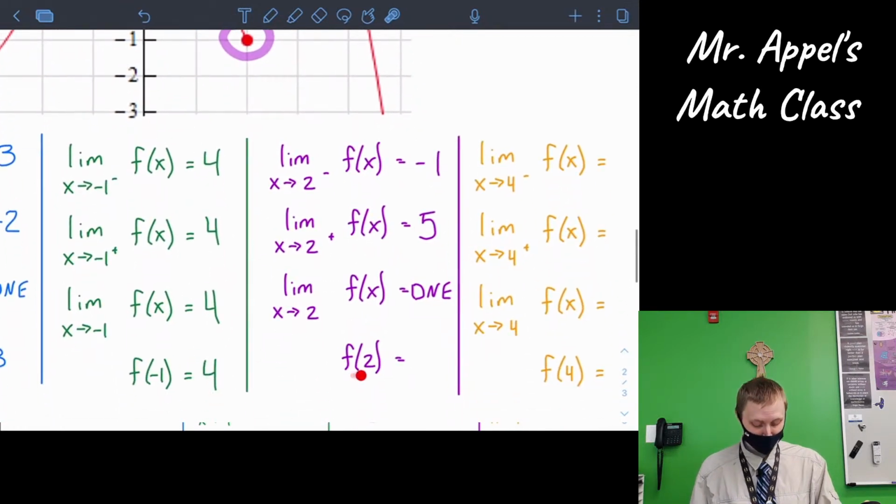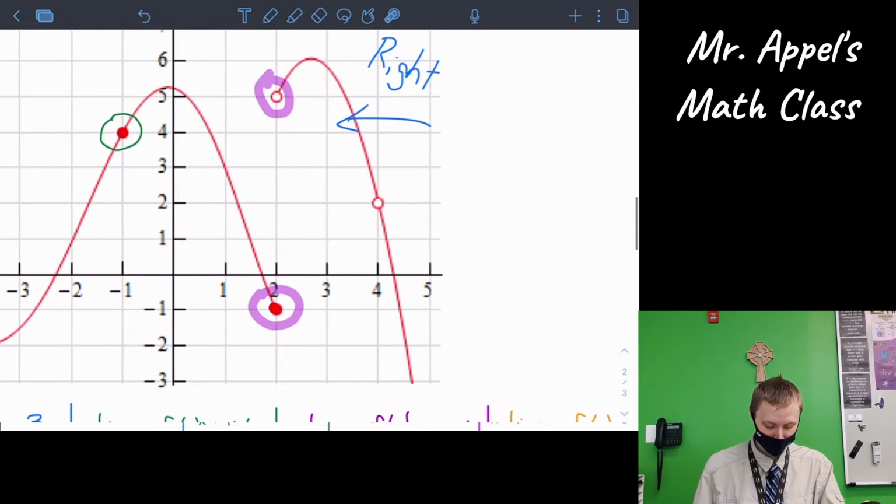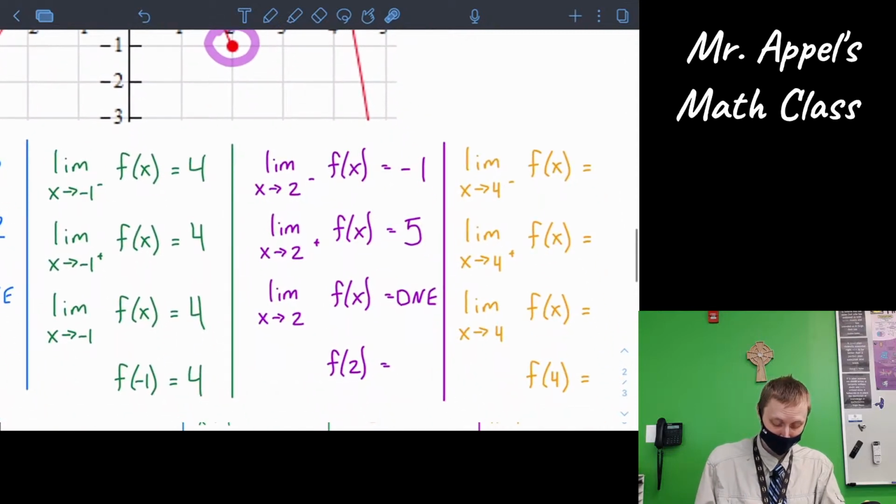But is the function defined at 2? If I put in 2, will it break the function? No, not in this case. It is defined. They have given us a solid dot. It could be that both of these were open dots and said, no, we're just going to skip negative 2 and positive 2 entirely. No, they gave it to us. So the function is defined as negative 1 there.